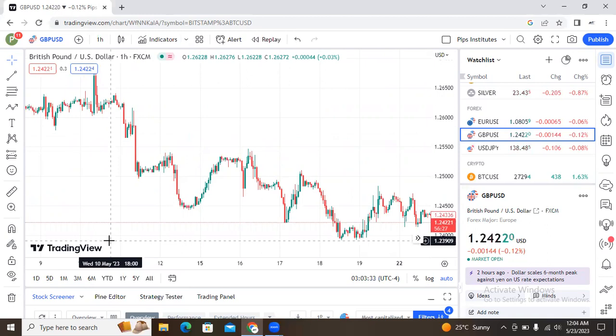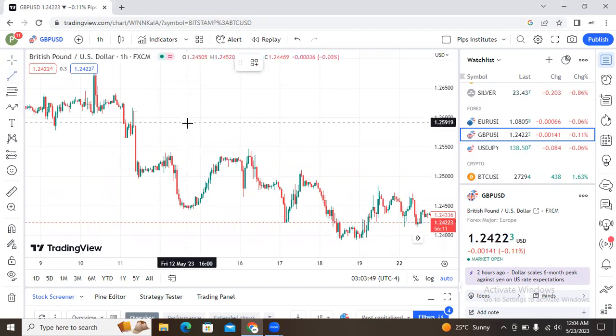So what is a mitigation block? Now, there are two types of mitigation block. We have the bearish mitigation block and we have the bullish mitigation block. So let me give a drawing here so you can understand what this mitigation block is. Let's assume we are having a market going this way.